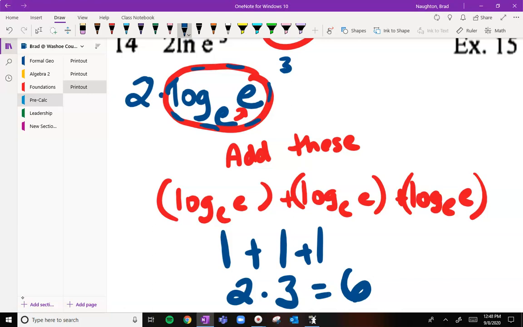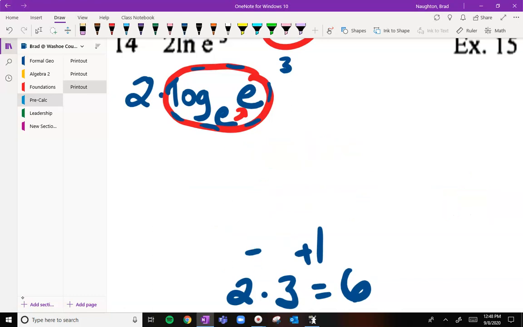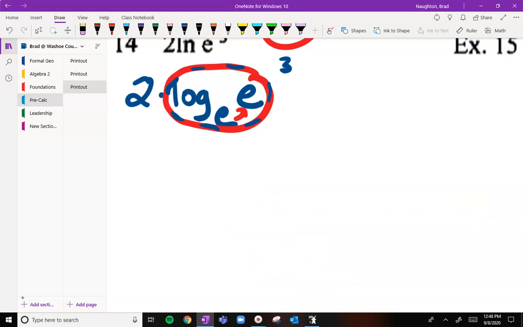So hopefully you didn't move on to the next example already, because what I'm going to show you is what's called the common base rule. Okay? So this is known as the common base rule.